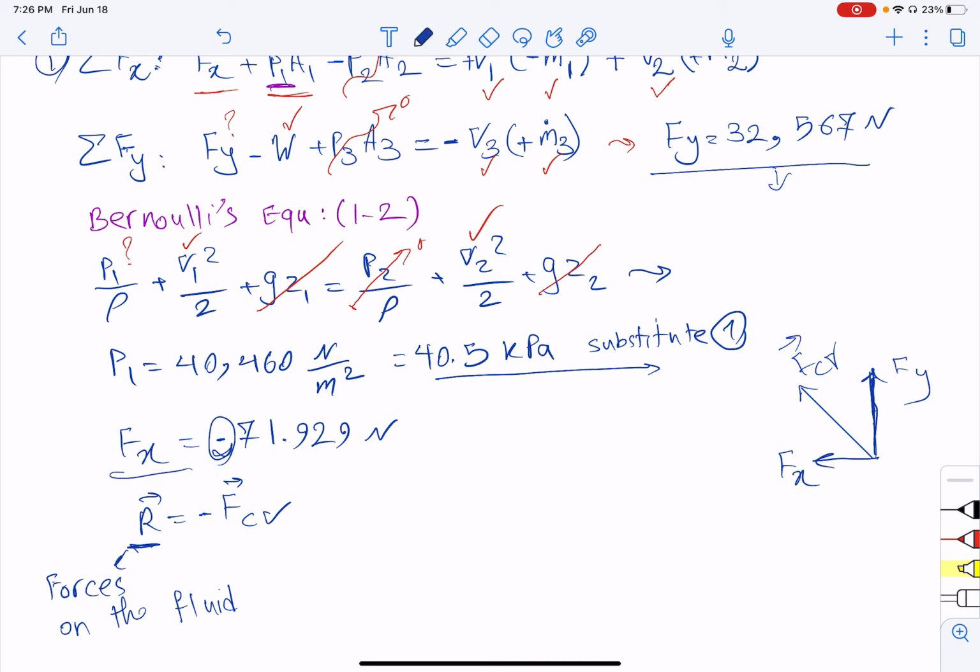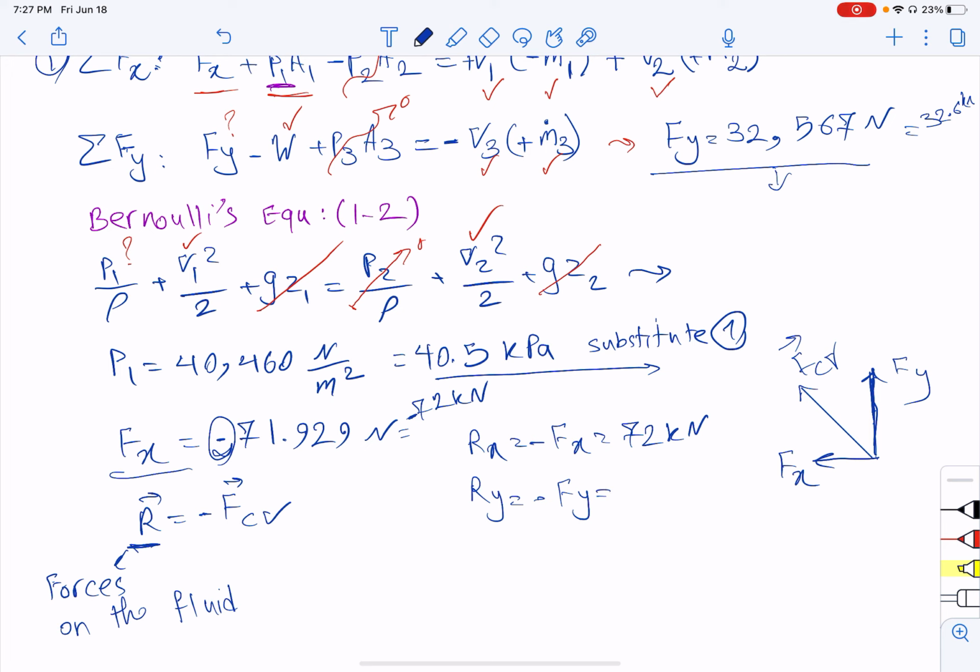Now the R: we say that it's the negative of F CV. Then Rx, let's round it, is going to be 72 kilonewton, and I have a minus sign here, sorry, I forgot. So Rx is minus Fx, which is 72 kilonewton, and Ry is going to be minus Fy, so this is going to be minus 32.6 kilonewton.